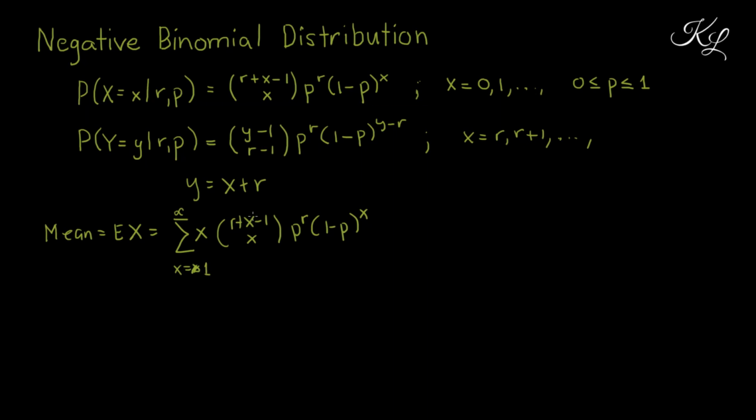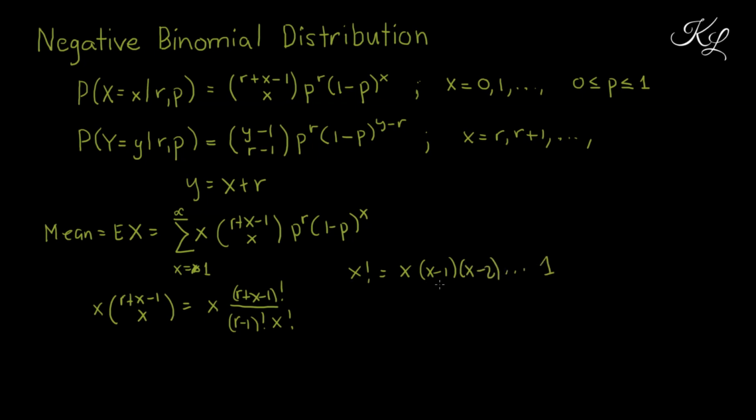Now, I want to get these terms and try to simplify them. Let me have x times r plus x minus 1 choose x. Then, I'm going to expand the combinatorial term. So I have r plus x minus 1 factorial over r plus x minus 1 minus x, which is r minus 1 factorial, and this one is x factorial. We know that the definition of x factorial is x times x minus 1 times x minus 2, etc., until 1. These terms here are x minus 1 factorial. So we have x factorial is equal to x times x minus 1 factorial.